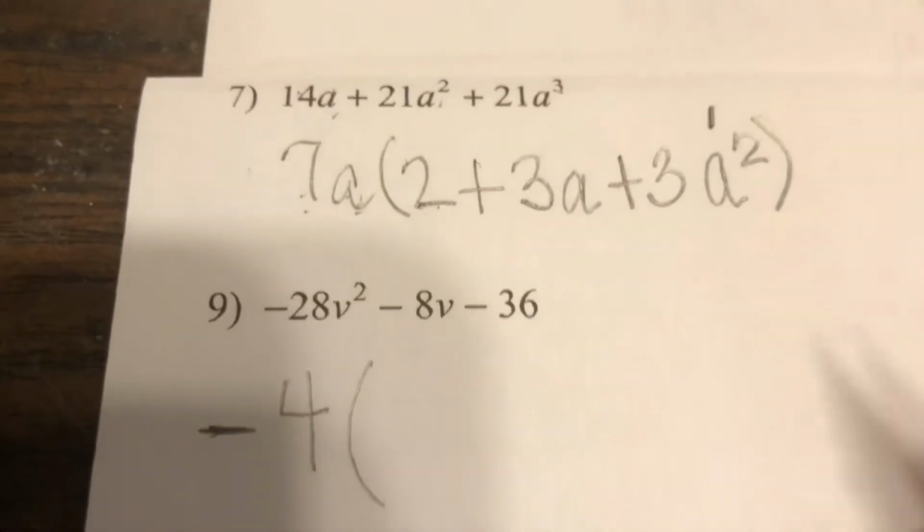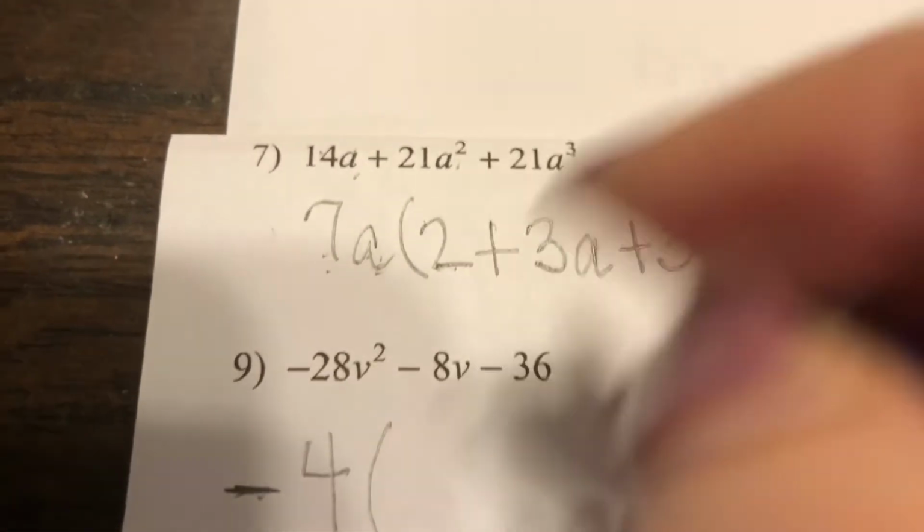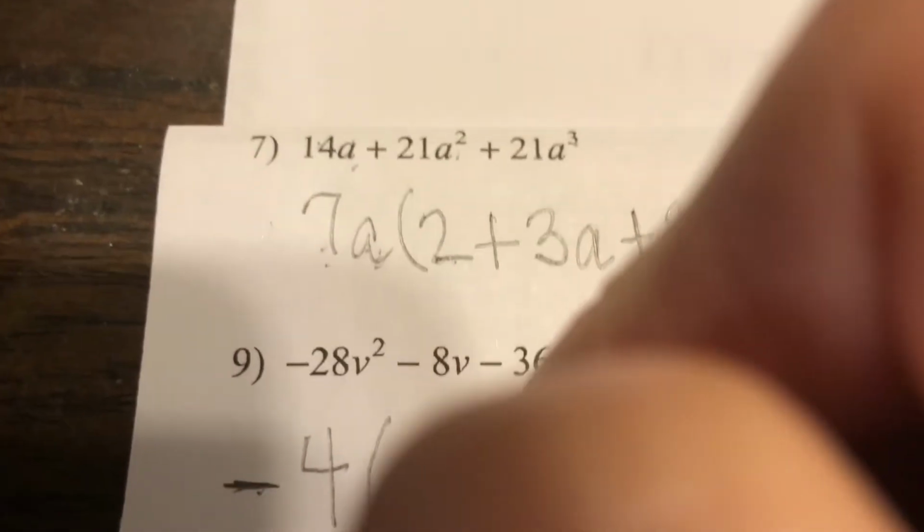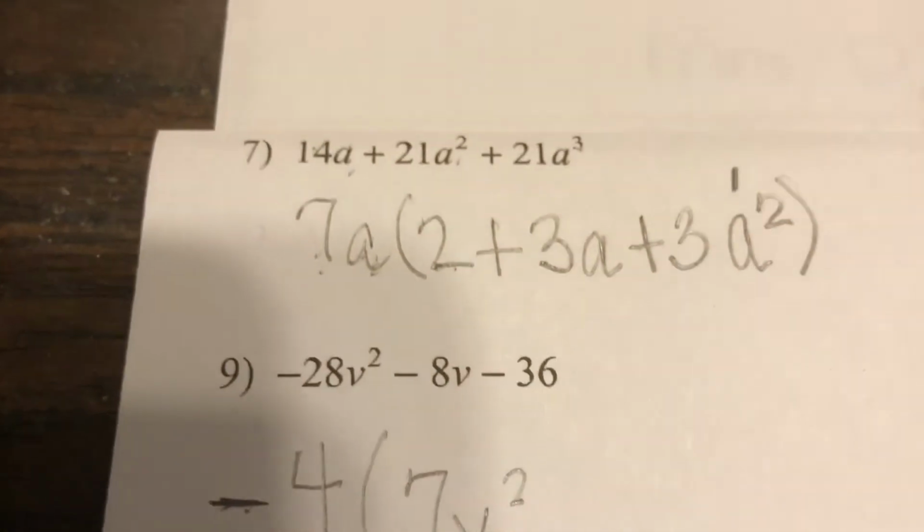I can't pull out a v because 36 doesn't have a v, so it's just going to be negative 4 as my GCF. Negative 4 times 7 would give me a negative 28, and I'm going to have to keep the v squared because I don't have anything to multiply that with.